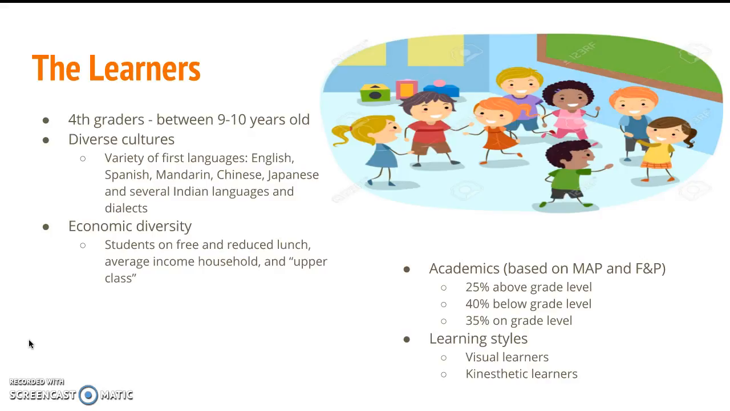The economic diversity in our classroom includes students on free and reduced lunch, average income household students, and students who belong in quote-unquote upper class. The academics based on MAP and F&P data include students that are above grade level, which is 25% of the students. 40% of the students fall below grade level, and 35% of our students fall on grade level. A couple of the major learning styles in the classroom are visual and kinesthetic learners.